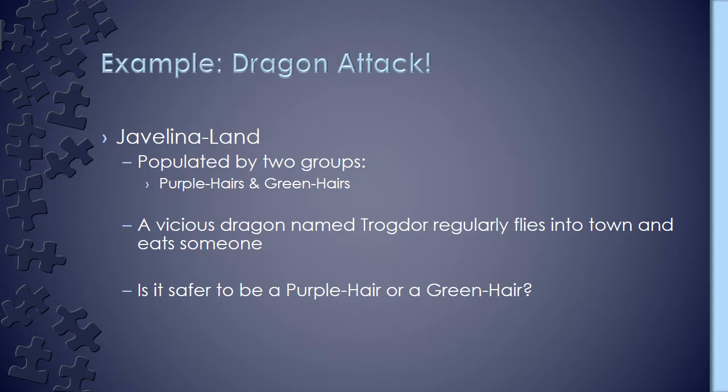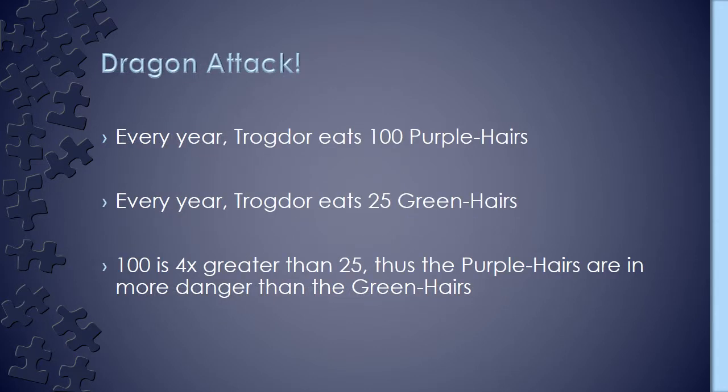Let's find out. So one person comes along and they do a study. They say, you know what? Every year, Trogdor eats 100 purple hair people, but he only eats 25 green hair people. So since 100 is 4 times greater than 25, the purple hairs are in much more danger than the green hairs. They're 4 times more likely to get eaten by Trogdor. Seems pretty obvious, right? That's the statistics.